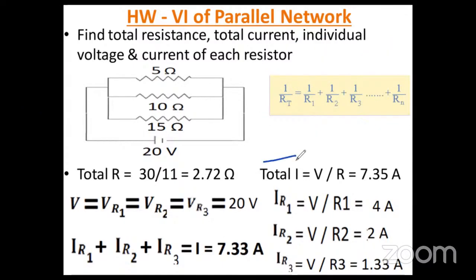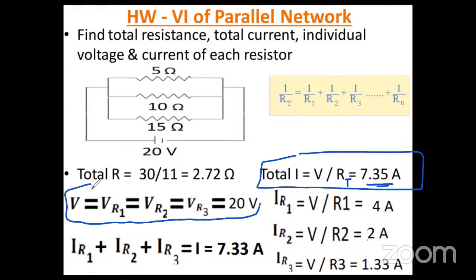Once you have the RT, use the Ohm's law. V by RT, you will get this 7.35. उसके बाद V is equal to VR1 plus VR2 plus VR3. All three are same because they are connected in parallel. So voltage सबका same रहेगा. Then find the IR1, IR2, IR3 by the Ohm's law.